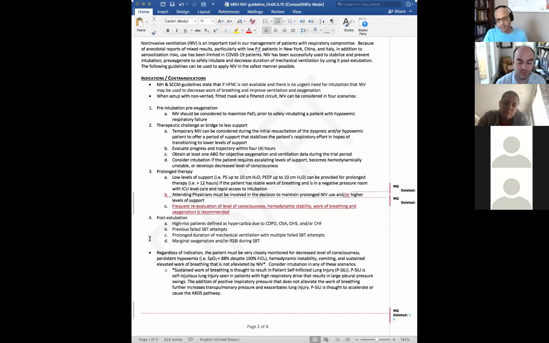And then the fourth bucket, not necessarily relevant to the ED, is post-extubation. But I think that we'll probably start to see this as something that's more universally accepted, or at least back in our armamentarium.